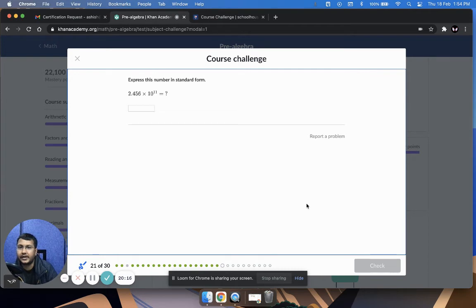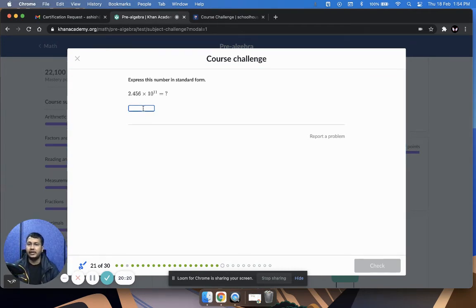Express this number in standard form. This is 2.456 times 10 to the power 11. This means that you multiply this 2.456 by 10, 11 times. So you're basically moving the decimal 11 digits to the right. Let's do this. I'm going to put the point for now, 2.456, and then I'm going to add a couple of zeros. In fact, let's not do that. Let's start moving the decimal place.